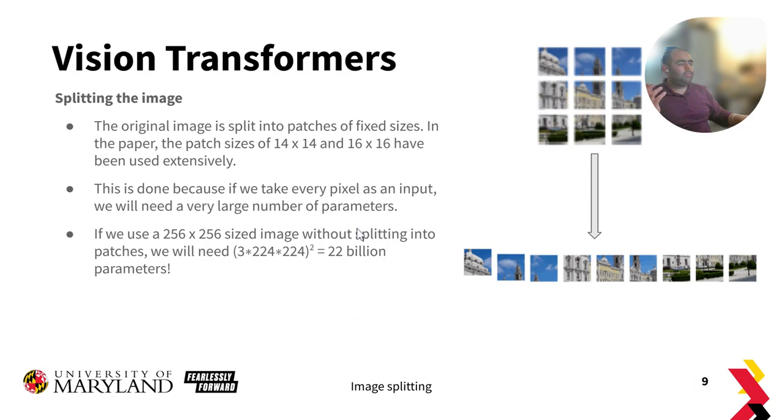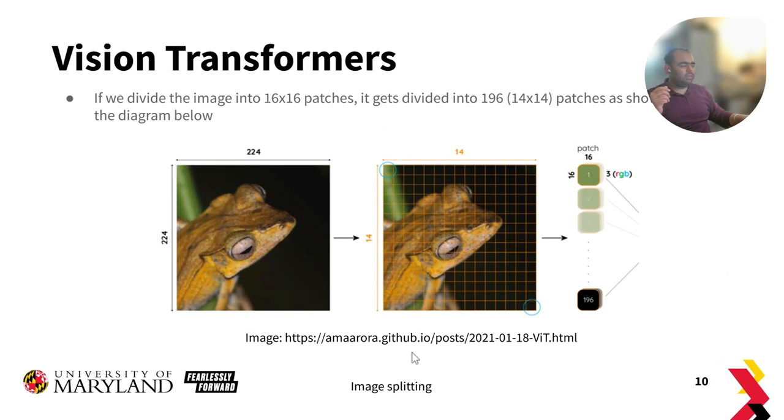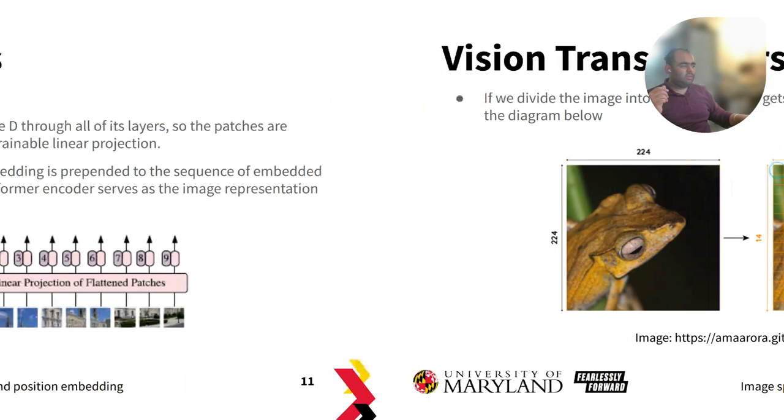Let's see how the splitting is done. The image is just split into 14 by 14 or 16 by 16 pixel size patches. This is done because if we use individual pixels, we will end up with a very high number of parameters. This is a basic example of how the image splitting is done.